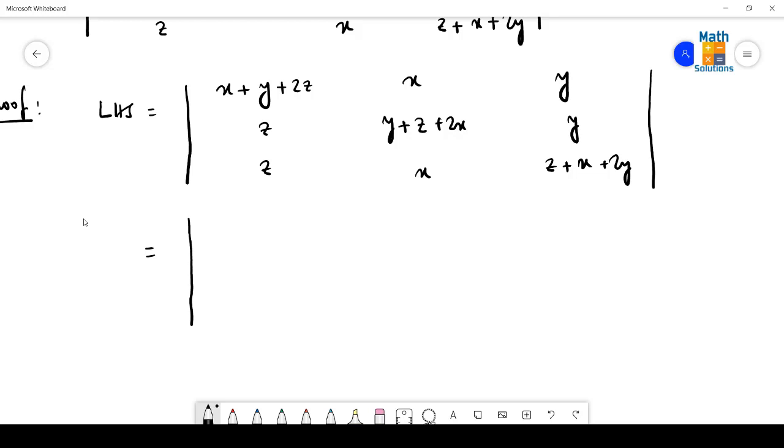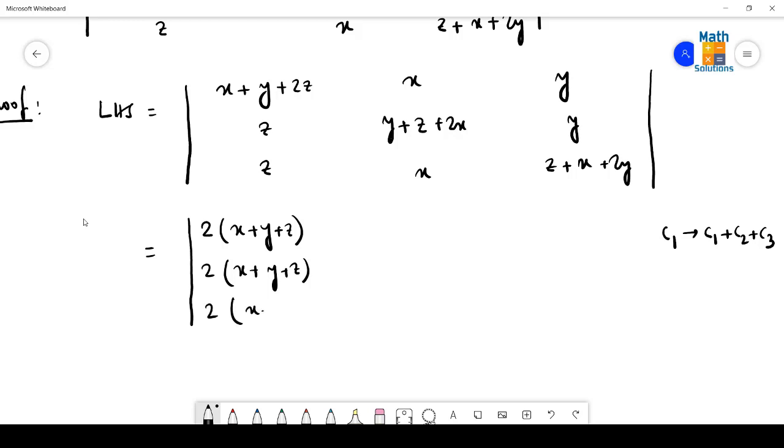So what we shall do here, c1 replaced by c1 plus c2 plus c3. If we proceed row wise, then the things will not be possible like this: x plus y plus z. So here in this case again twice x plus y plus z. In this case again it is x plus y plus z. So the terms left here are x, y, then y plus z plus twice x, then again y, then after x, z plus x plus twice y. So these are the things left.